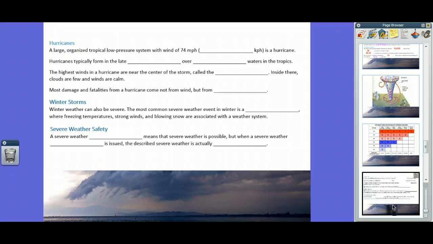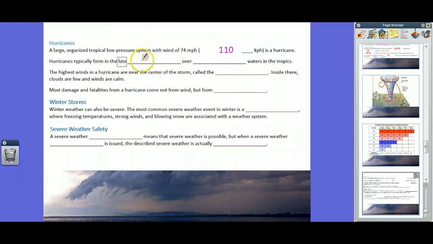Now, South Louisiana, we know lots about these. A large, organized, tropical, low-pressure system with winds of 74 miles per hour or more, or if you're using metric, 110 kilometers per hour, is a hurricane. This school year, when this is recorded, we were subjected to Hurricane Isaac. The East Coast had to deal with Hurricane Sandy. If you're in Florida, Texas, the whole Gulf Coast, you've dealt with hurricanes.